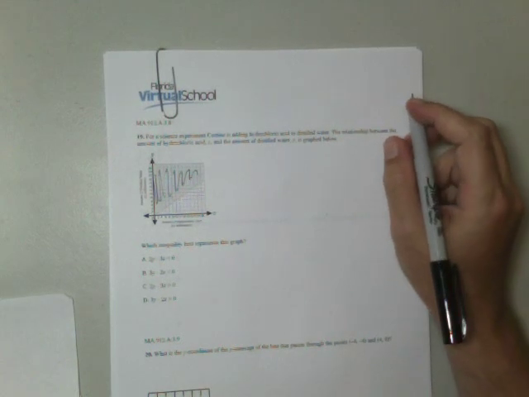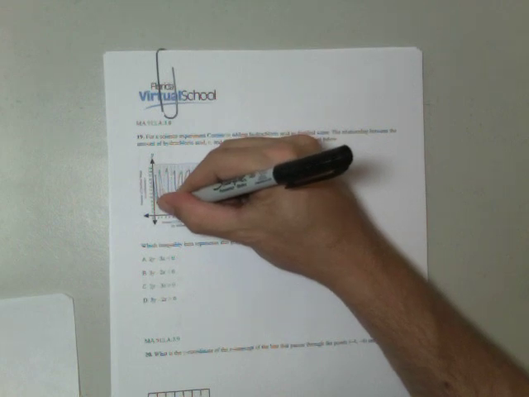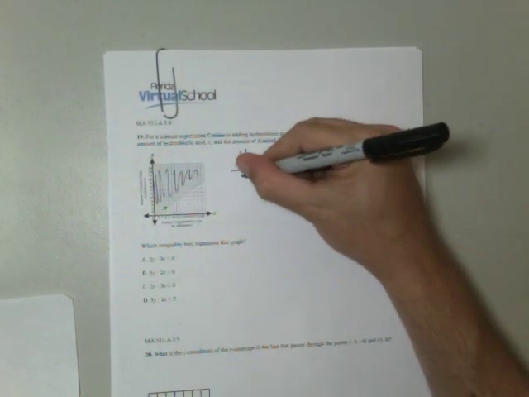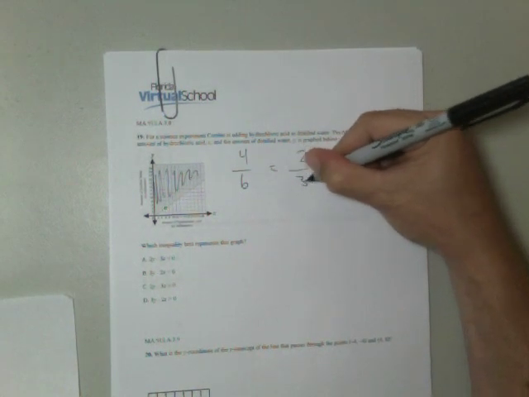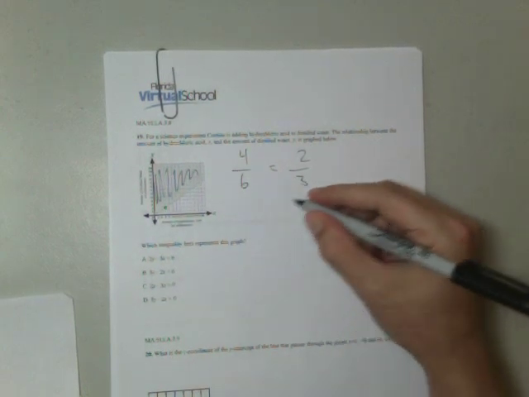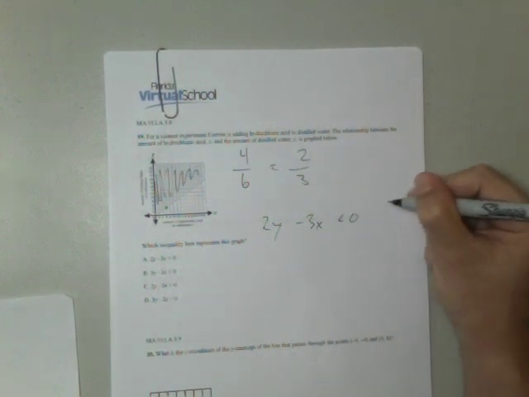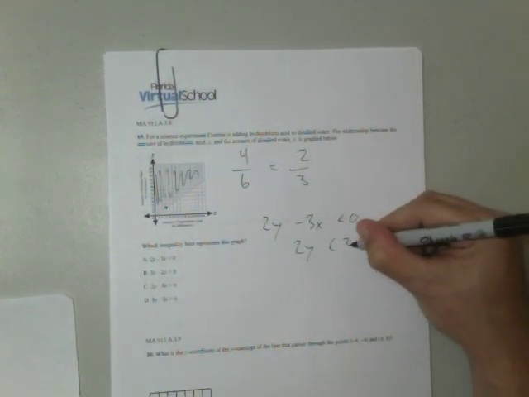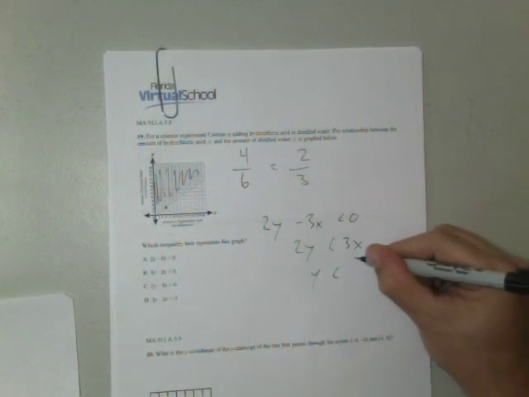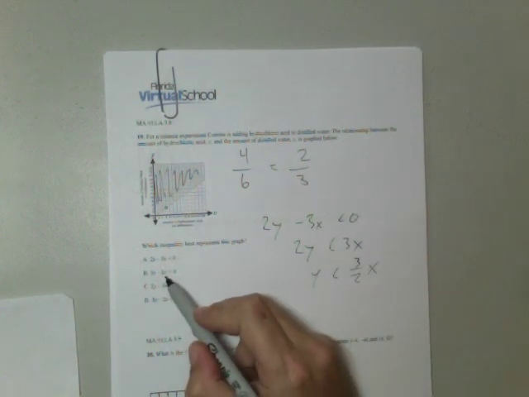Okay. So the slope is 4 over 6, which reduces to 2/3. So I want the slope to be 2/3. If I do A, I get 2y minus 3x is less than 0. I get 2y is less than 3x. I get y is less than 3/2 x. So I try the next one. This is going to give me 2/3.